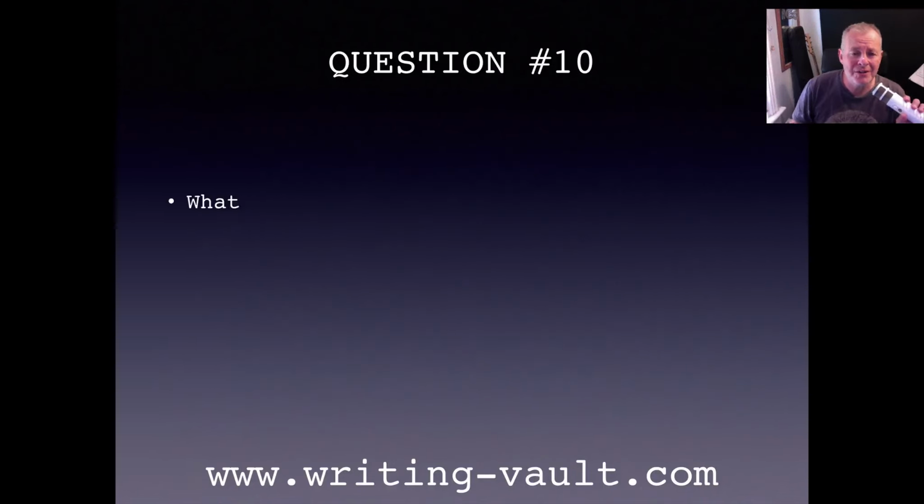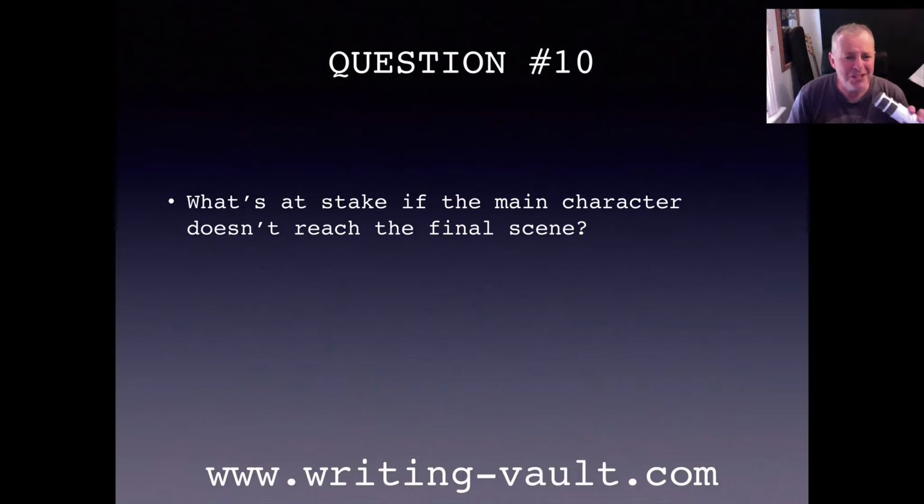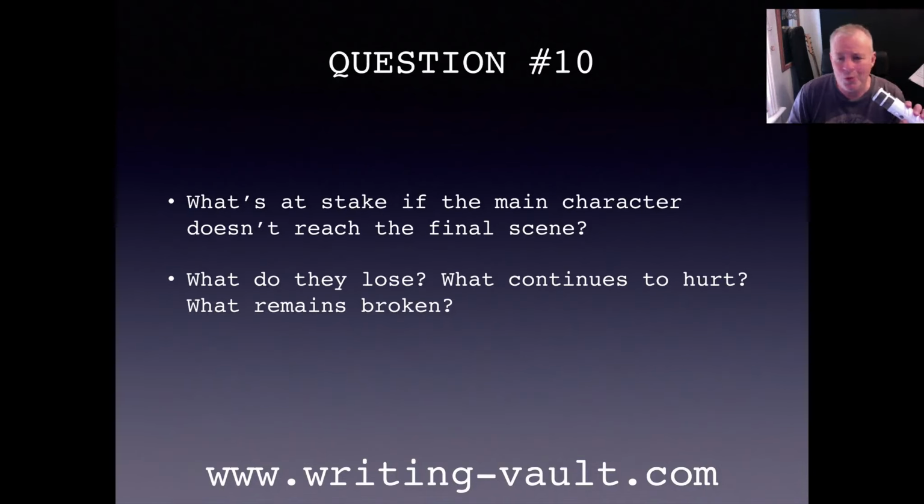That leads us to the final question, question 10. What's at stake for the main character if they don't get to the final scene, or if they get to the final scene and they don't achieve what they've been trying to get from the story? What do they lose? What will continue to hurt them? What will remain broken? By answering these questions, and this relates to the character's need as well. So again, these questions aren't just individual questions.